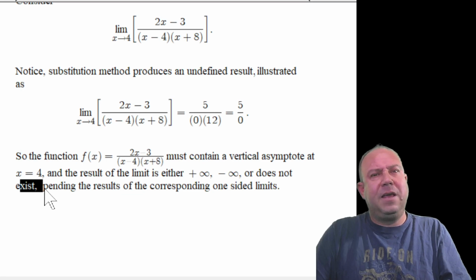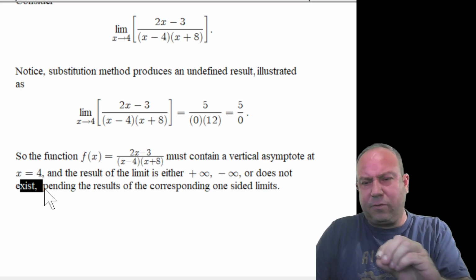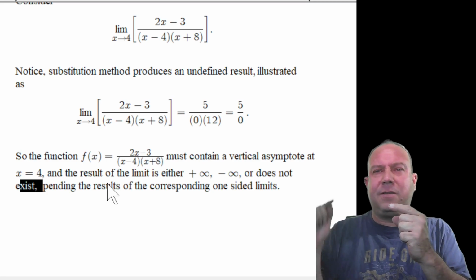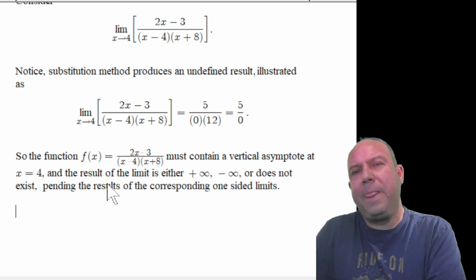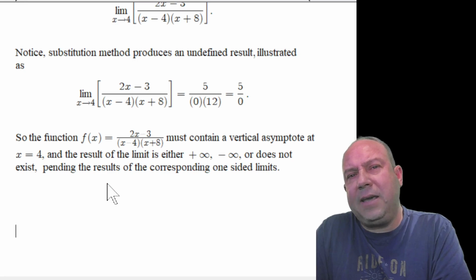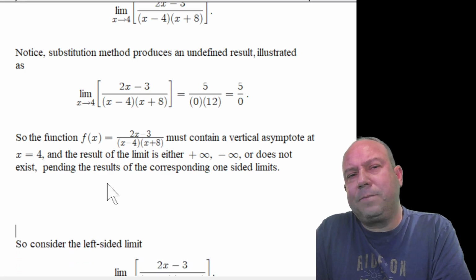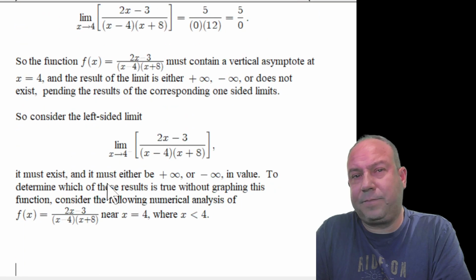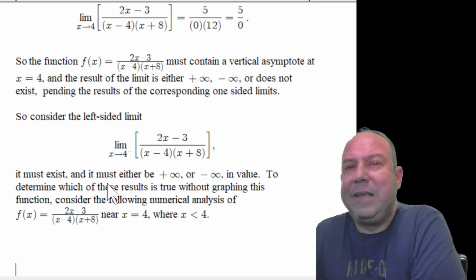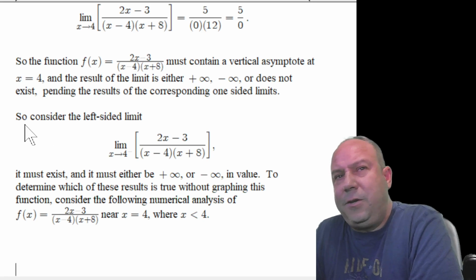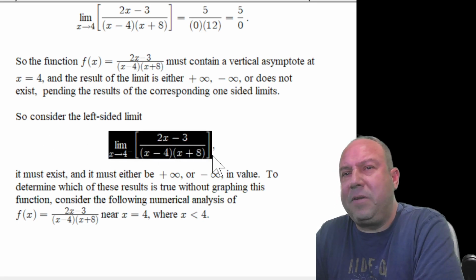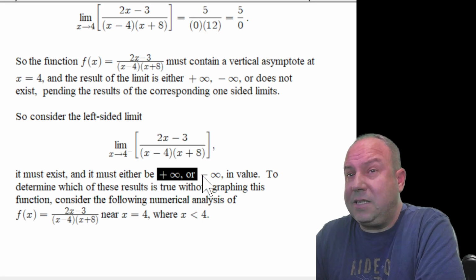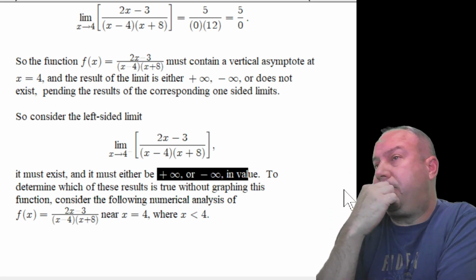Where you have to go further in the analysis to evaluate the limit is to look at those left and right-hand sides. And the way that happens is by considering the sign of the function. So that's what I start to get into here. I say, consider the left-hand side limit for this. It must exist, and it must be either positive or negative infinity in value.